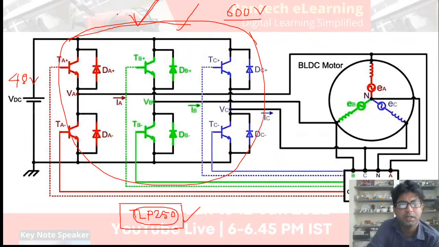This bridge may be costing within 1000 rupees. This is also around 500 to 600 or something like that. You can get it. Now you connect these things in this fashion. So this is the connection. So these are the Hall sensors. And from this microcontroller, these are the firing pulses going to the inverter leg.